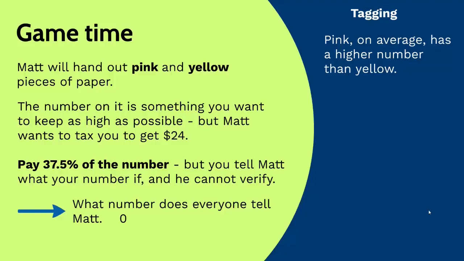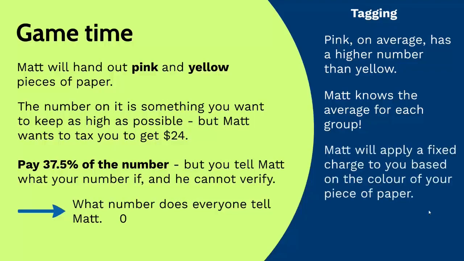So there are two ways I could go about this. If I didn't know that, I could charge everyone $1 because there are 24 pieces of paper. That gets me my 24 bucks. Now, I know pink on average has a higher number than yellow. So I might say, look, I still have redistribution I'm interested in doing, so I'm going to charge $2 to pink and $0 to yellow. Now, that's great. If I do that, I know there's 12 pink sheets, and I'll get $24.